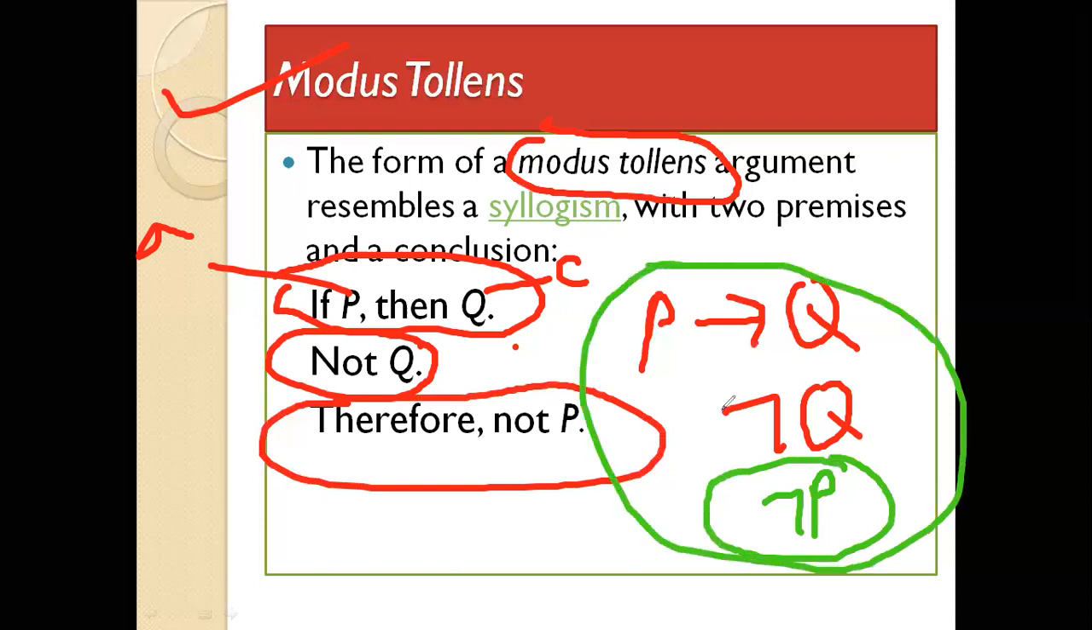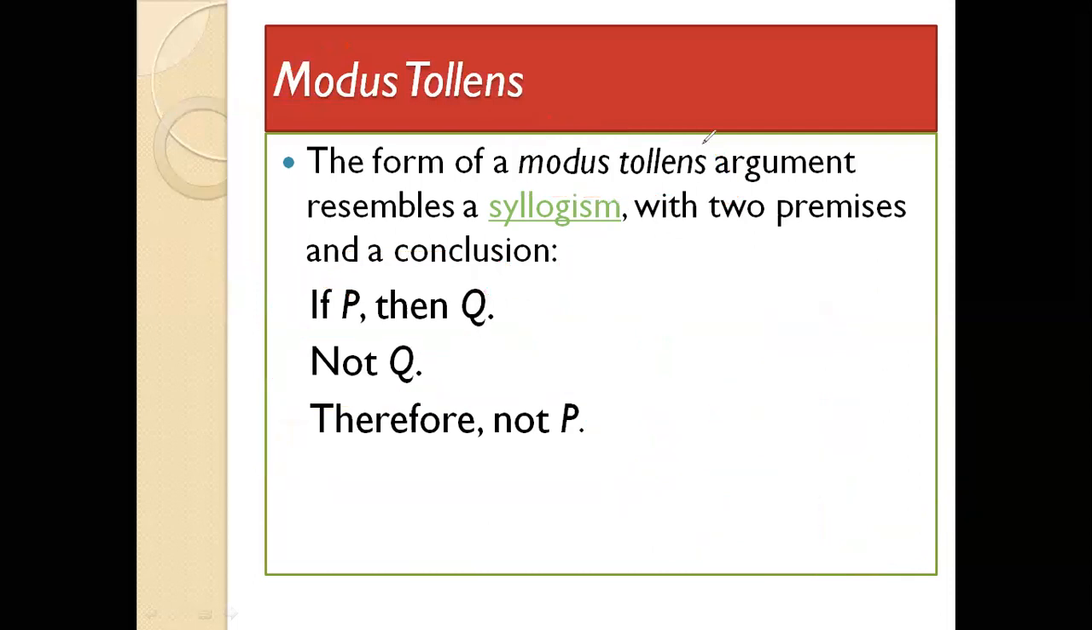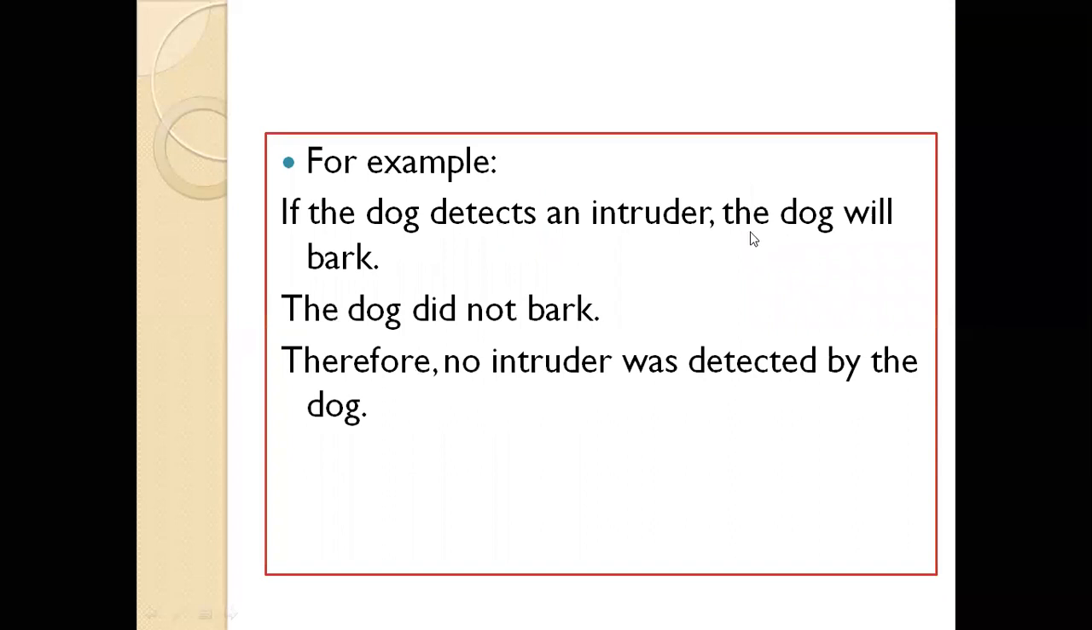See here the negation is concerned. Means in case of Modus Tollens, you will find this negation. But in case of Modus Ponens, there is no such negation. Right? So let's take an example to understand this topic better.